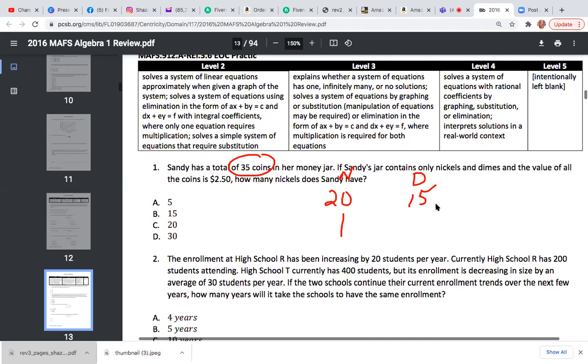15 dimes is how much money, guys? 10 dimes make $1. So if you got 15, how much money do you have? $1.50. So when you add them together, do you get 250? Yes, you do. So guys, the answer for this one is which one? C. Very good. So guys, this was a process of guessing and checking.